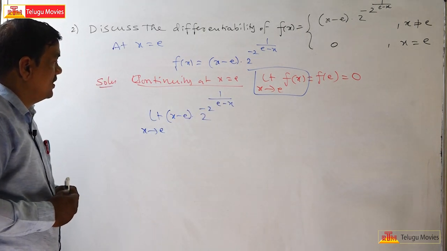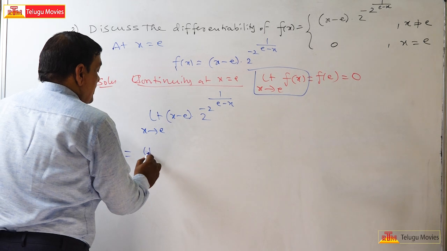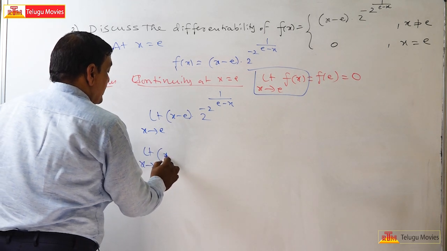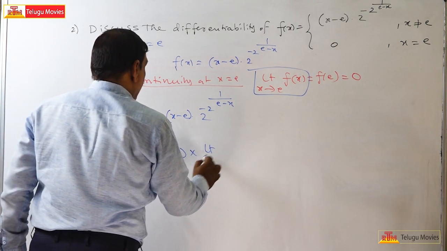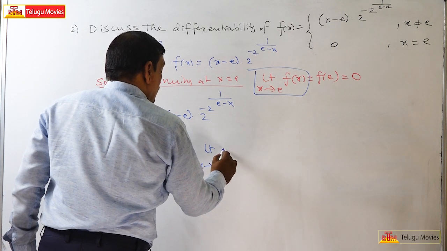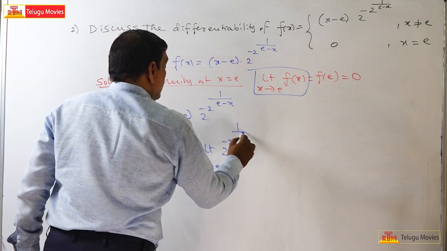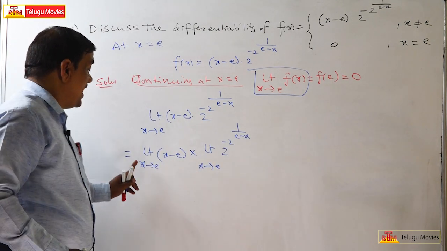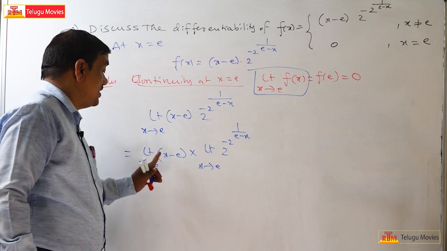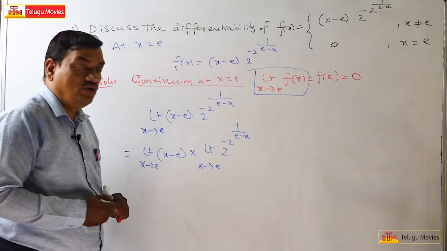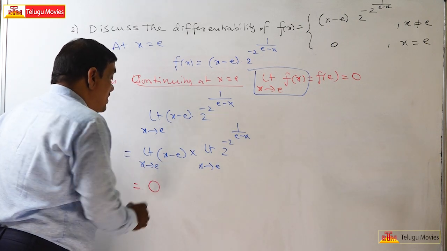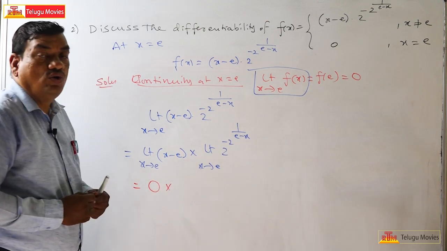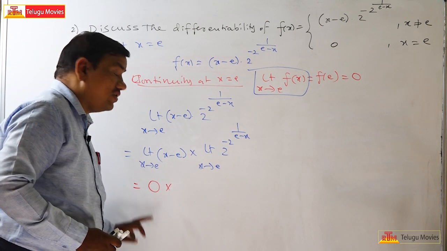Okay, now let us see here, separate it: limit x tends to e of (x minus e) into limit x tends to e of 2 to the power of minus 2 whole to the power of (e minus x). Now as x approaches e, x minus e approaches 0. It is very clear, 0. But always remember, don't write down that if it is a 0, therefore the answer is 0.